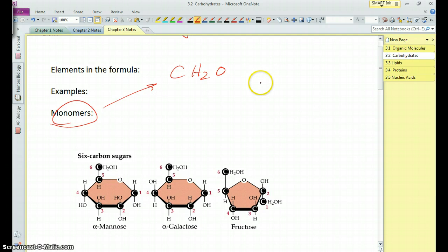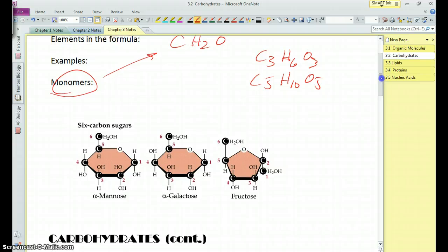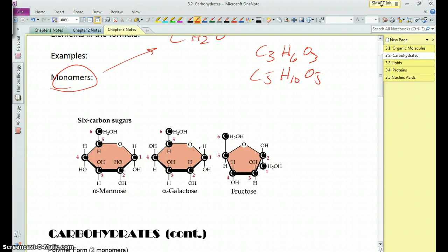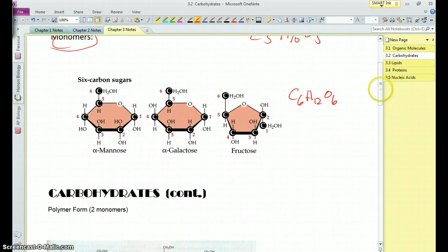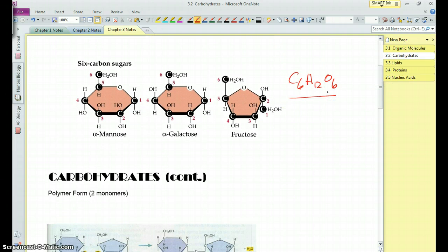And it might be C3H6O3 or C5H10O5. Now you notice these three are kind of interesting in that they each have the formula C6H12O6, but they have a different arrangement of these things. And so what do we call these kinds of molecules with the same formula but a different arrangement? These are a good example of isomers. These are sugar isomers, all with the same formula but a different arrangement of the atoms.